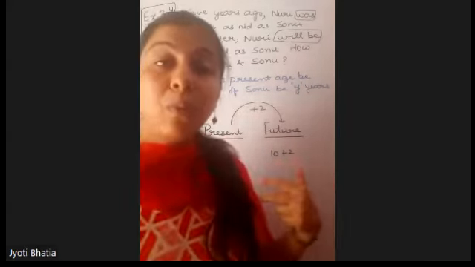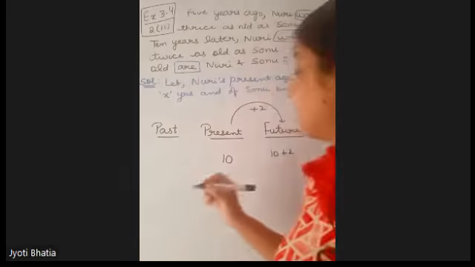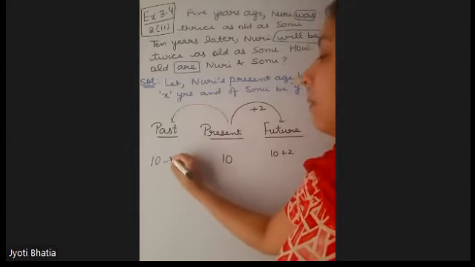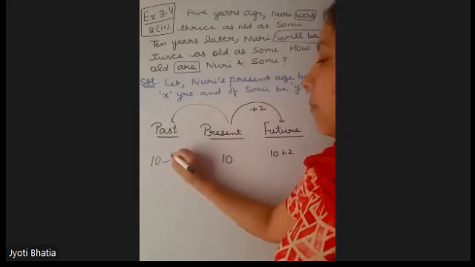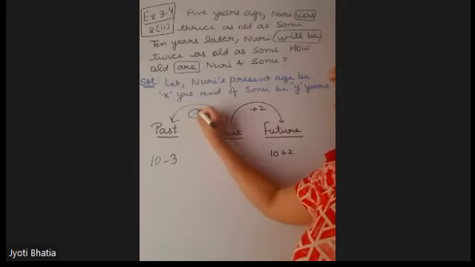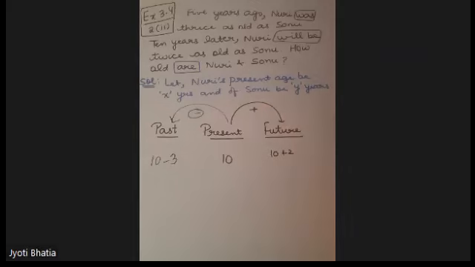Okay. If I want to know what was my age 3 years ago, can you tell me? 7. How did you do that? Present minus 3. So if you want to move from present to past, you will subtract. If you want to move to future from present, you will add. Is it okay, beta? Yes.